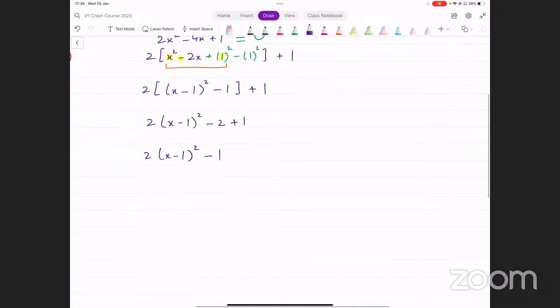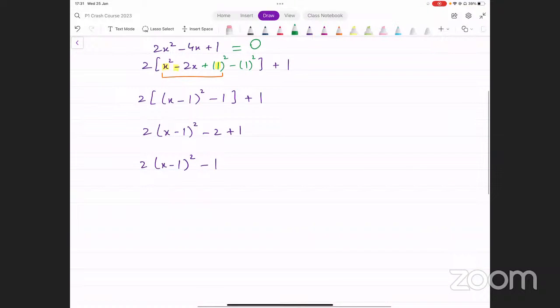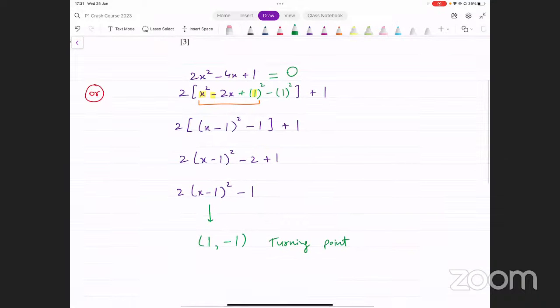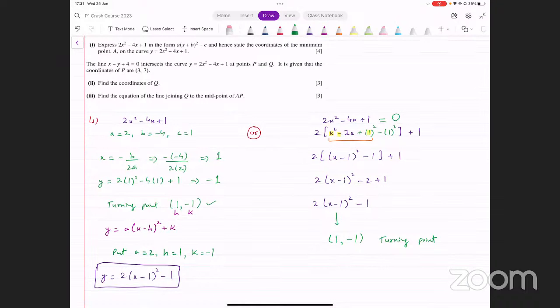Now, what's the turning point? Because now we haven't found the turning point here. So for that, we flip the sign of the number inside. That becomes 1. And the number outside keeps its sign as it is. That is minus 1. So the turning point, therefore, is 1 and minus 1. So this is using the other method. Again, you can do whichever of them you prefer. All right, that's how you find turning points of quadratic functions.